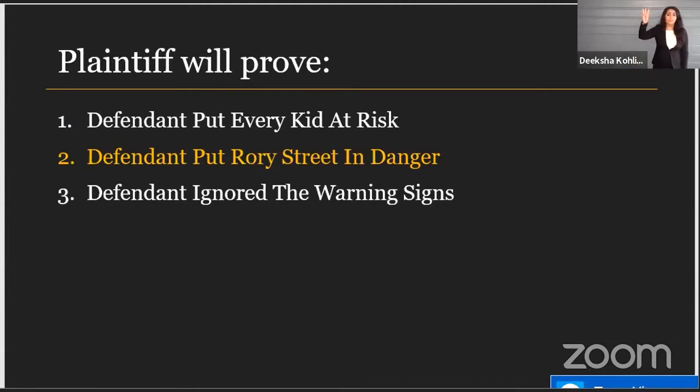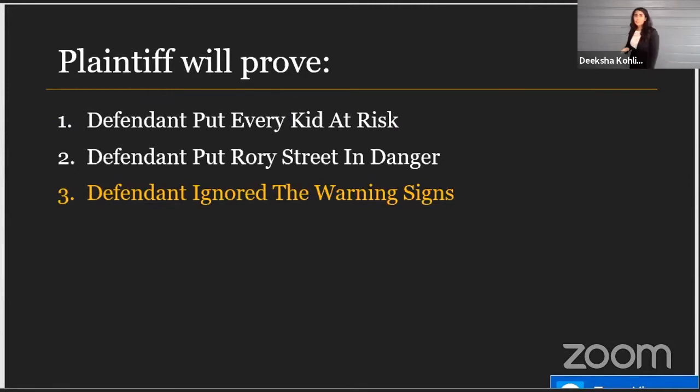Point number 3. The defendant ignored the warning signs. Today, one of Rory's teammates is going to take the stand. Aubrey Saracen will testify it was obvious that Rory Street was struggling. She'll testify that when the defendant created the tackling line, Rory's face was pale. Her hands were on her hips and she was struggling to breathe. And when the other players knocked Rory to the floor, she struggled to get back up.